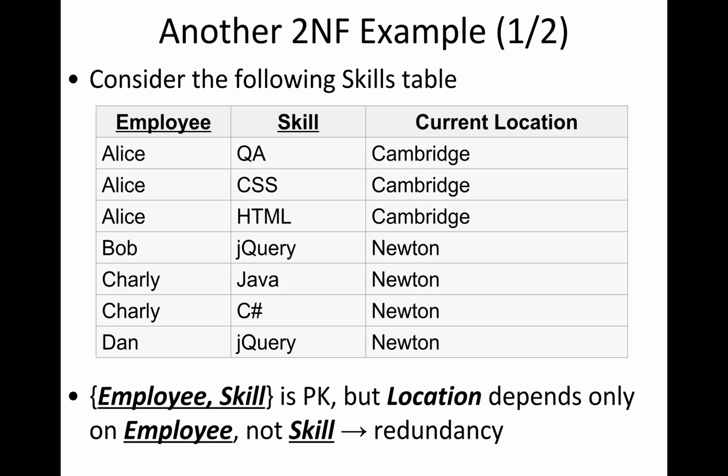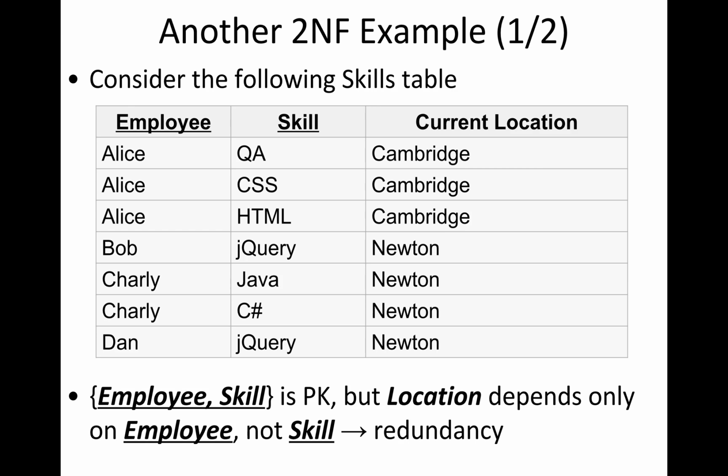And we realize that the location of the person can only depend on the person themselves. The person can't be in two places at once, right? If you know the person, you should be able to know where they are currently. It makes no sense to say that you have two records of Charlie, but they're in two different locations. So there's a functional dependency between the employee and the current location.